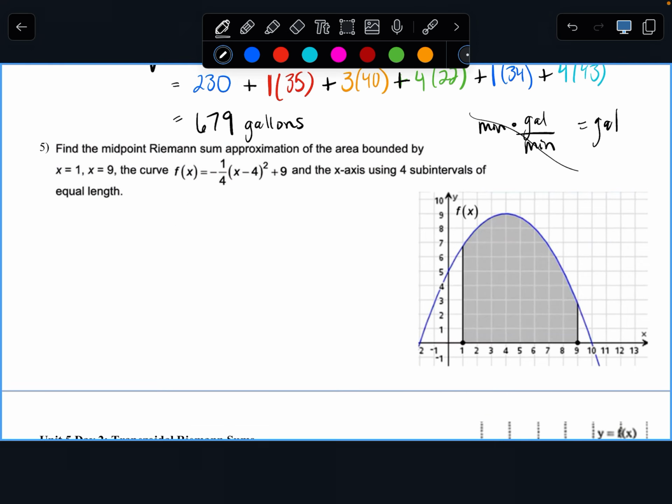Okay, and then last one is midpoints. So we want 4 subintervals of equal length. What do we, 1 to 9? Oh, I guess it's not the worst thing. I usually do my widths first. So my change in x, aka my width, they're all the same, is going to be from 1 to 9. Can I do that in my head? Maybe, I don't know. 9 minus 1, 8. And we want 4 rectangles. So that's 2. The width of all of these are 2, right?